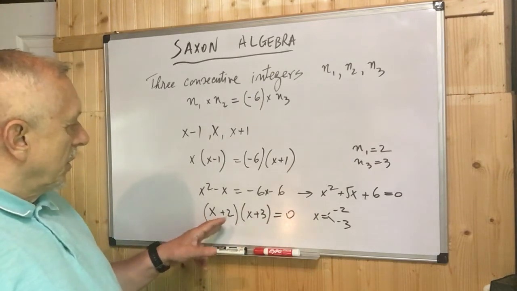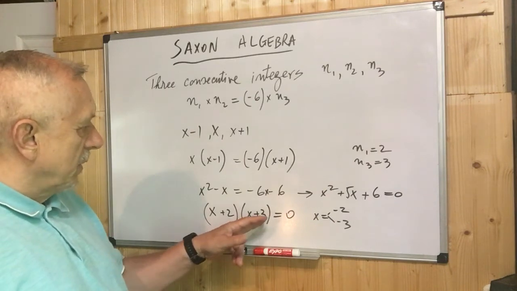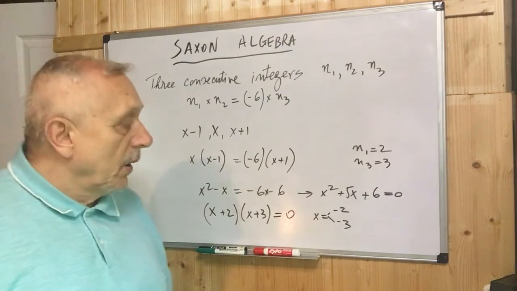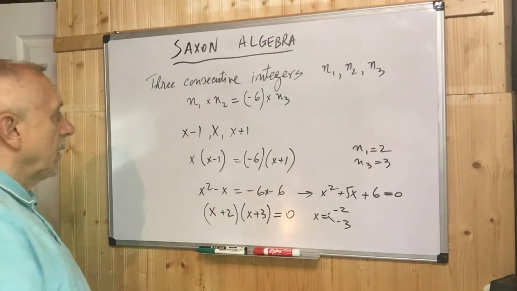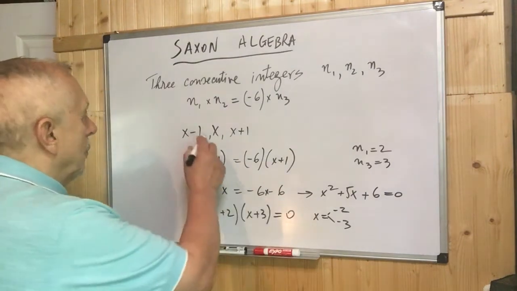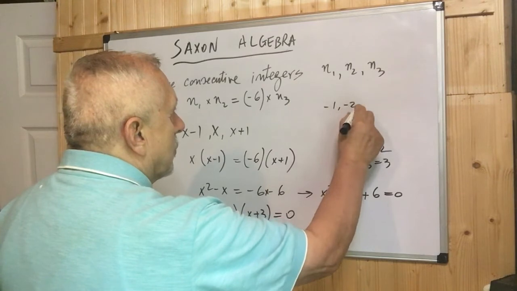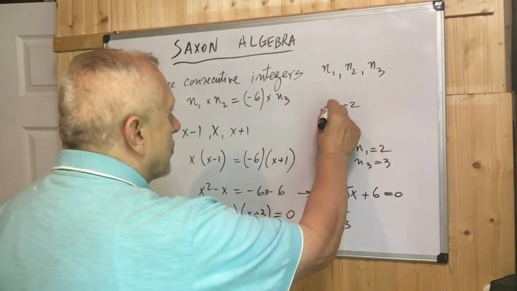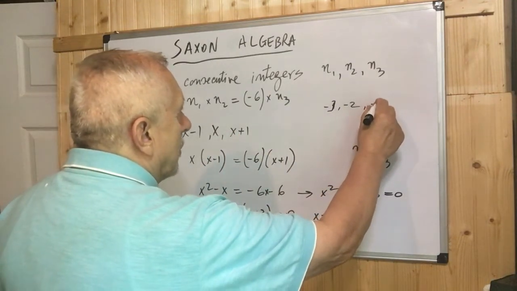For -2, this factor becomes 0, so we get a product by 0, and -3 will also make the other factor 0, and the product will be 0. So either one will solve this equation. Let's see, if x is -2, the previous one is -3, and then x plus 1 will be -1.